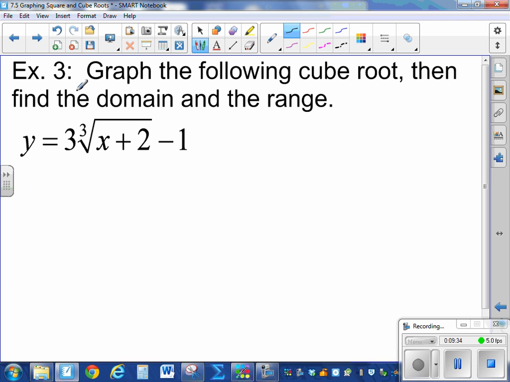Okay, so example 3. Graph the following cube root, then find the domain and the range. So once again, we're not going to do the domain and range right now. We're going to do that in class. So I showed you how to do a square root. Now let's go ahead and do a cube root.